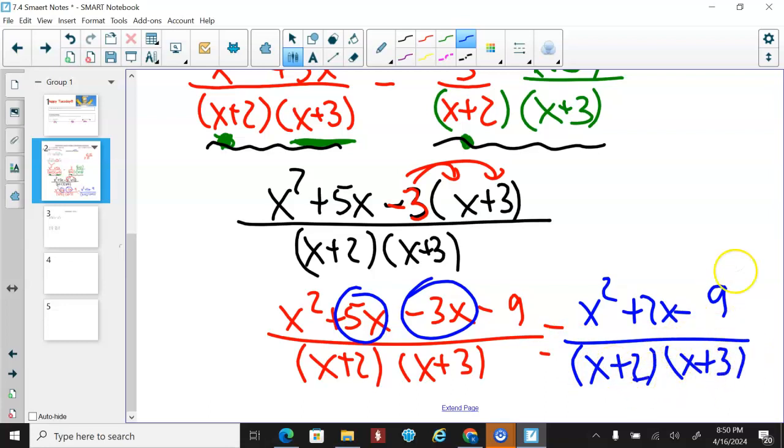Now again, 1 times 9. 9, I don't have any factors that will multiply to 9 and give me 2. You're going to leave it at that, okay?